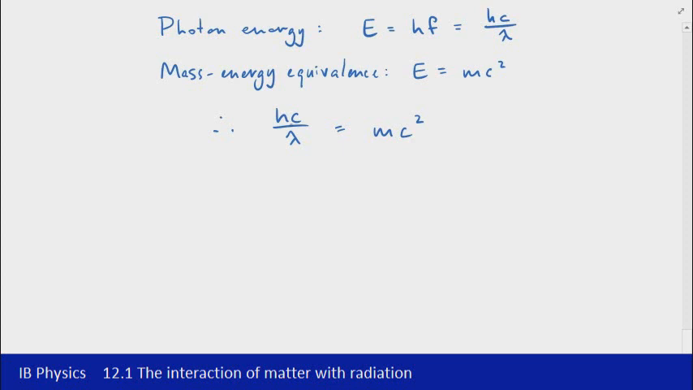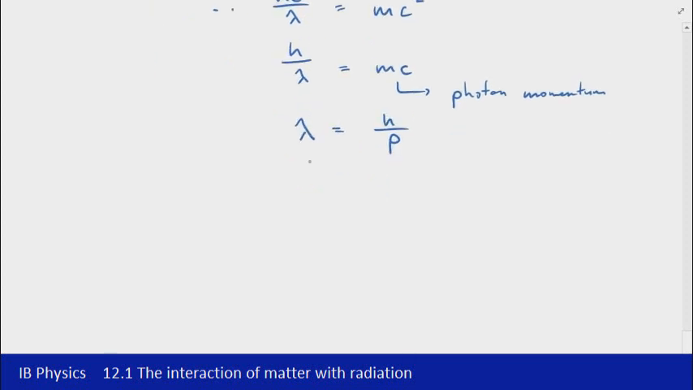Now you notice that we've got c's on both sides, so we can cancel out the c's, and we end up with h on lambda is equal to mc. If you look at this expression, m times c, that's mass times a speed, so that's actually the photon momentum. Momentum is very much a particle property. If we take that just one step further, mc being equal to p, we solve for lambda, and we end up with lambda being equal to h on p. That value for lambda is known as the de Broglie wavelength.